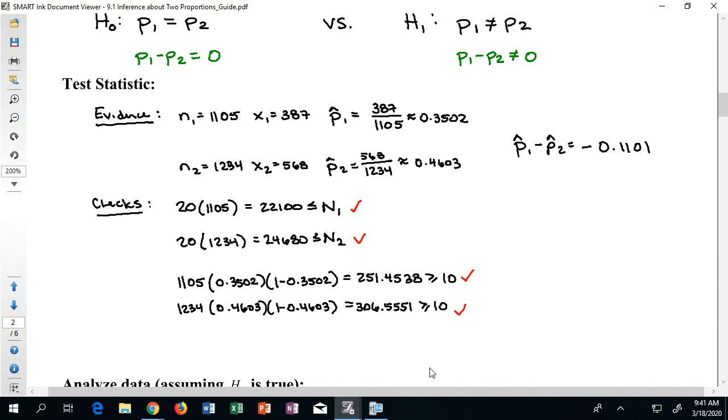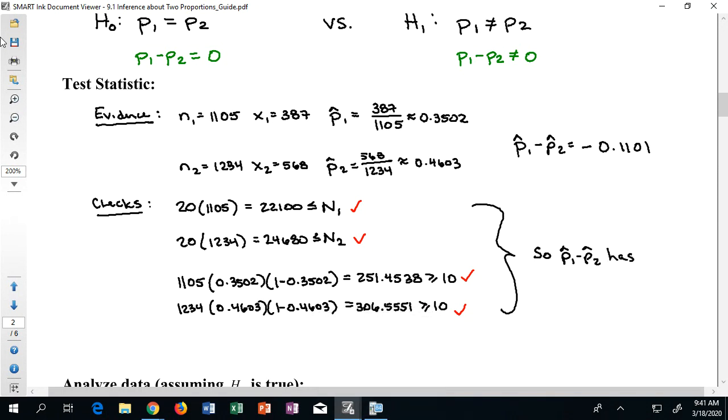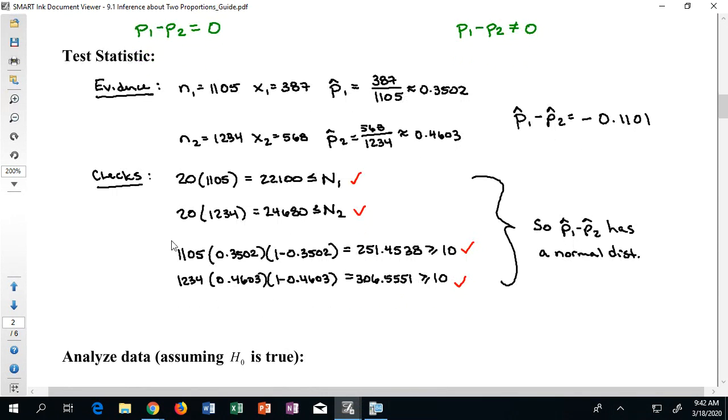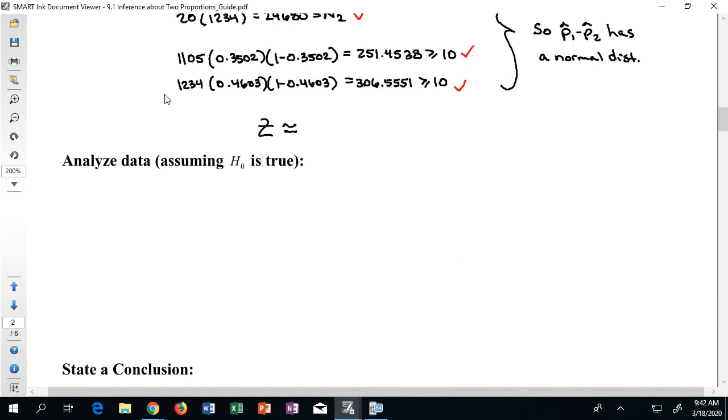Okay. So it seems like all the checks have been met, and so as a result, what I can actually go ahead and attempt to do is to say that p-hat 1 minus p-hat 2 has a normal distribution. So this is great news. I'm pretty much done with this step. The checks are the worst part. The last thing that I'm going to have up here is a z-score that I need to compute. But again, I'll compute that as I start to draw my picture down below.